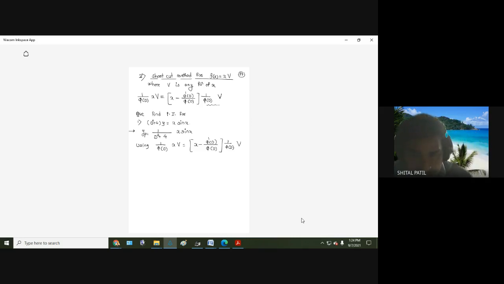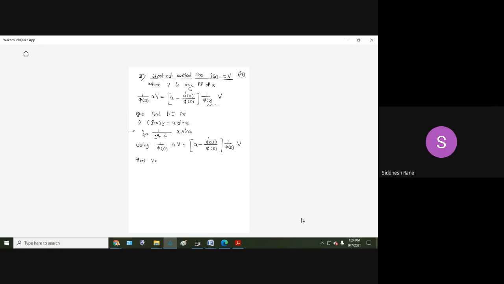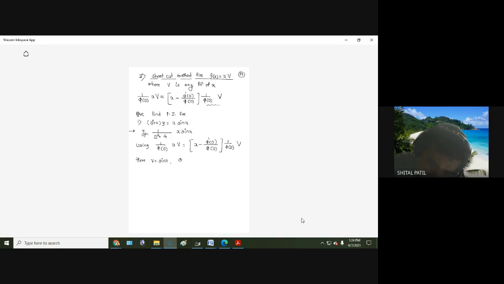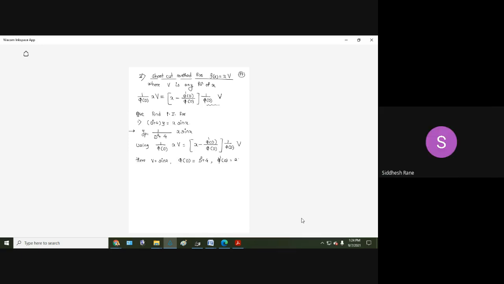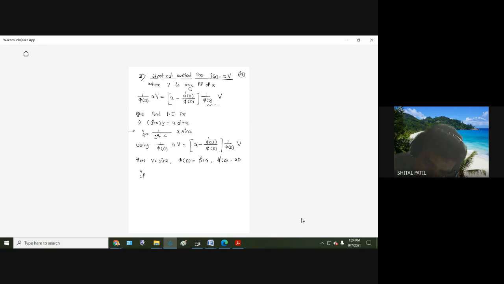Yes, what is v here? Anyone? What is v? Can anyone tell? Tell me. Sin x. Absolutely. V is sin x. And what is phi of D? D square plus 4. Yes, and its derivative? 2D. 2D. Right. So let me substitute the values. Y of p equal to, I'm substituting values here, x minus phi dash over phi of D, 1 upon phi of D to be operated on v, that is sin x. So you might have understood this part. Try to understand it.